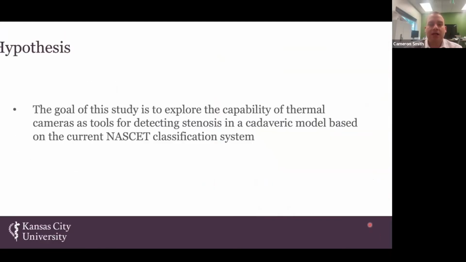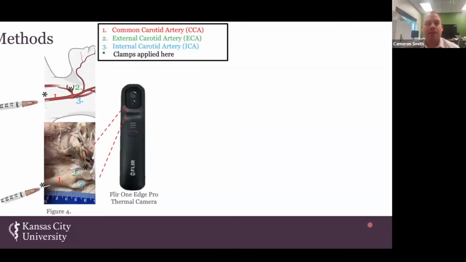With this in mind, we hope to believe that thermal imaging has a role, and we would like to explore the capability of thermal imaging as a tool for detecting stenosis in a cadaveric model based on the current NASCET classification system. So our methodology was first to dissect out all the carotid arteries on the necks.